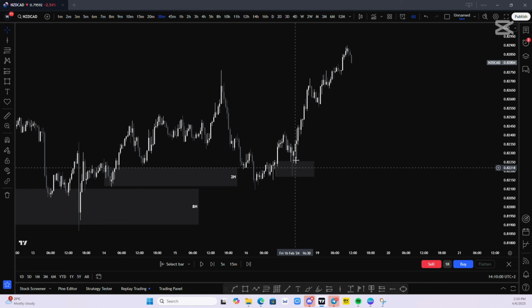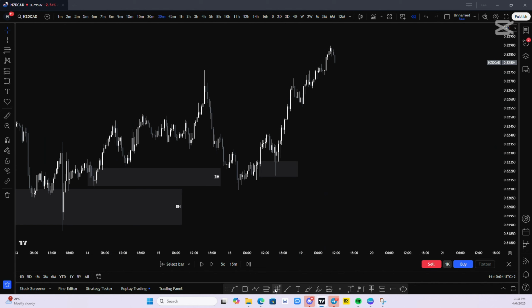That is actually respects this demand area and pushes to the upside. Okay, so basically now this is going to be your trade that you're going to take, your entry, and this here is going to be your stop loss. So this is your 30-minute demand area.